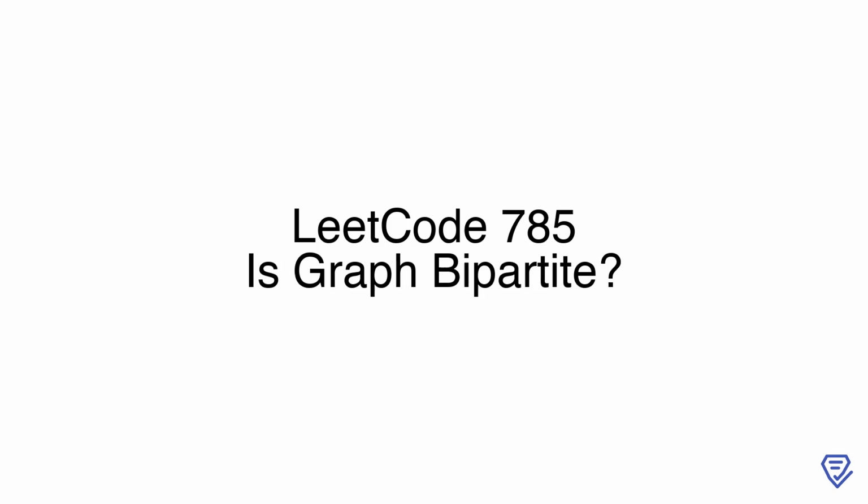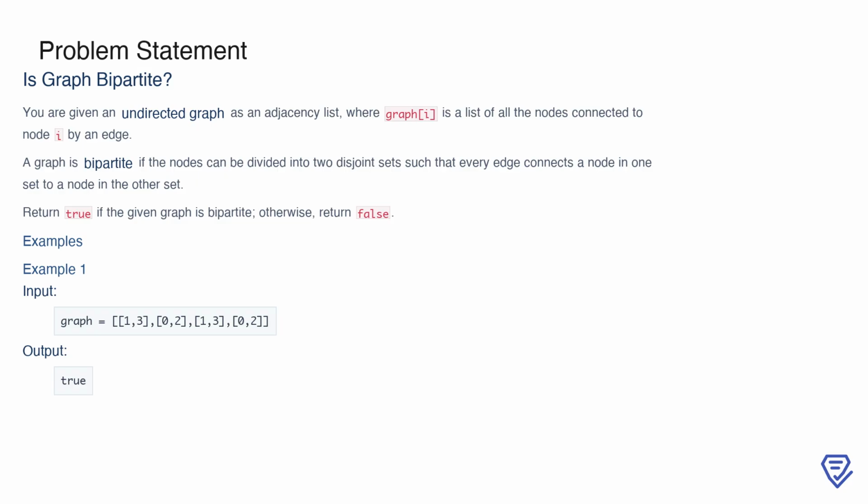Welcome! In this session, we'll explore problem number 785, Is Graph Bipartite? We'll dive into the concept of bipartite graphs, understand the problem requirements, and discuss efficient approaches to solve it. Let's get started. In this problem, we are tasked with determining whether a given graph is bipartite.